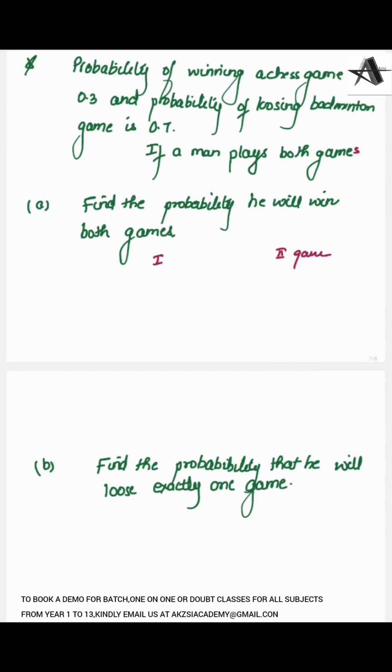If he plays a chess game, either he will win or he will lose. We have to consider all the possibilities. So obviously if he is going to play it, either he is going to win or he is going to lose. This one is for chess and this one is for badminton. If he wins it, it will be 0.3. If he will lose it, it will be 1 minus 0.3, which is 0.7. So losing chess will be 0.7.